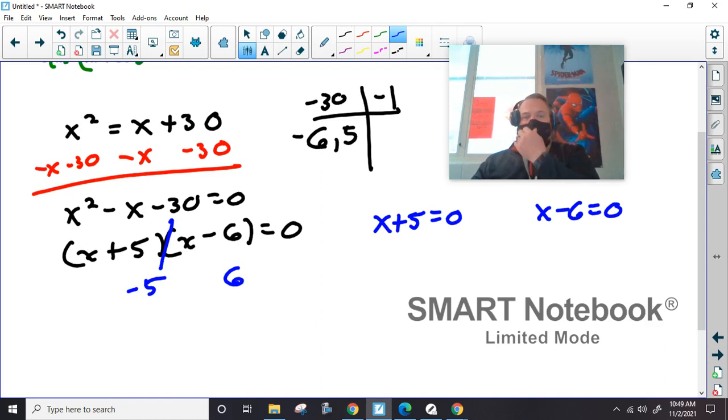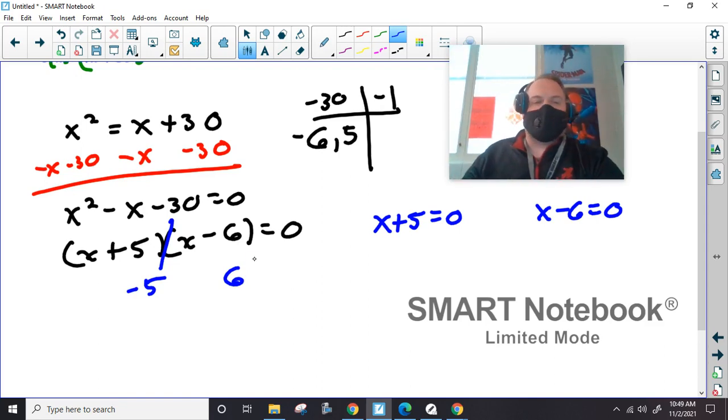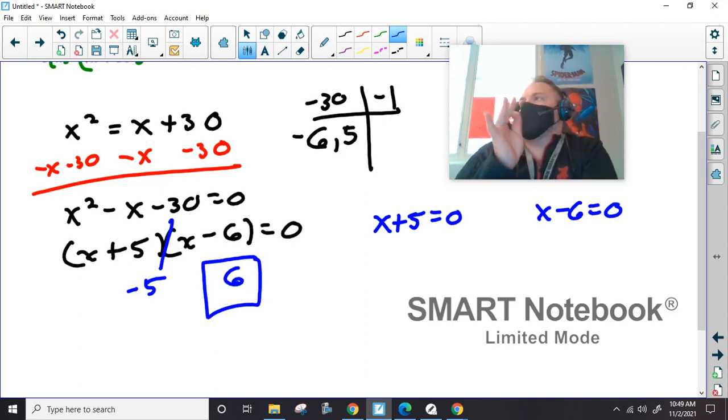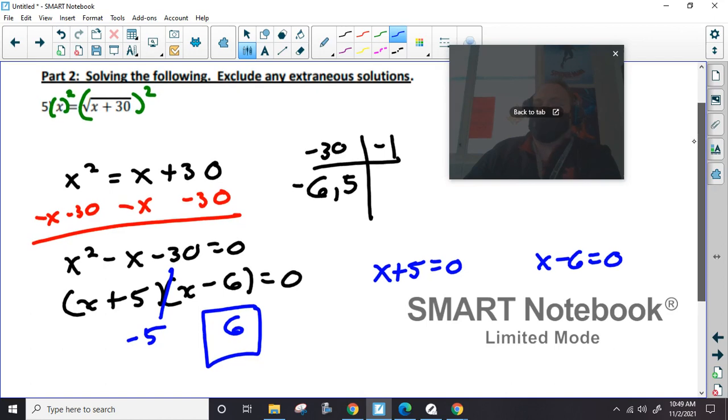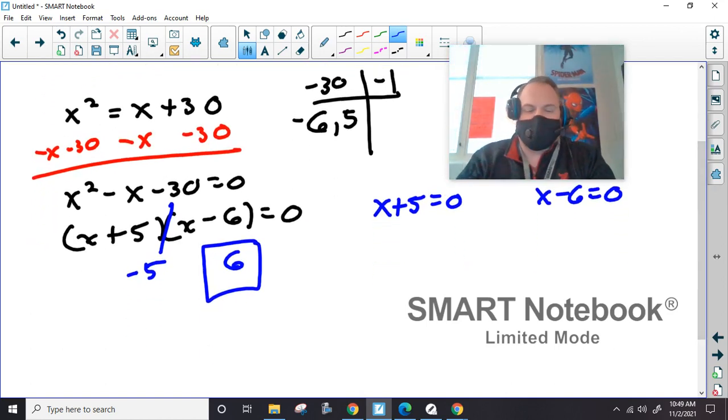Now, the only one that we're going to use for this is the positive ones. This has a drop down menu for you to choose tomorrow. So you're only going to choose the positive answers. The reason why we can't have the negative is because if we plug it back into the top, we cannot have a square root be a negative. Okay?